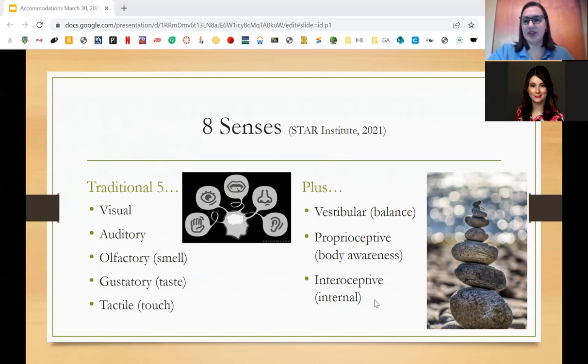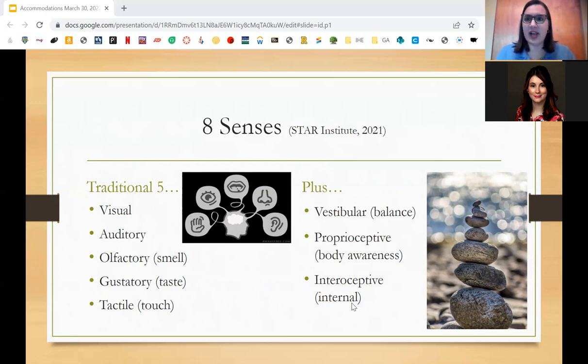Interoceptive is your sense of your internal organs. If you are hyposensitive, if you're not as sensitive to your interoceptive organs, you may not realize if you're hungry, you may not realize if you're in pain, you may not realize if you need to use the restroom. All of those are some of your internal body things that are going on that we have to regulate. If you're hypersensitive, if you're extremely sensitive to those, you may think you have to go to the bathroom when you really don't have to go to the bathroom.